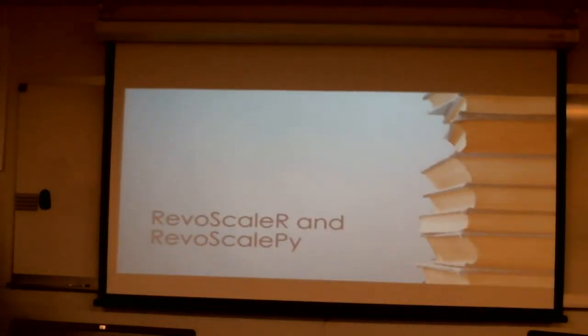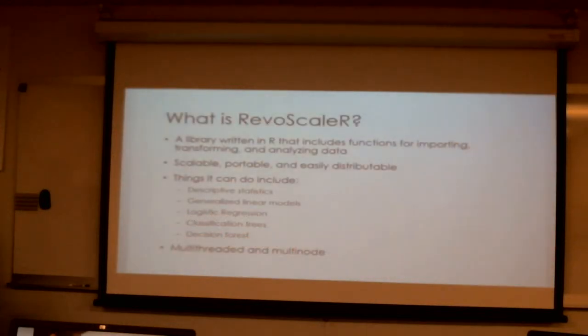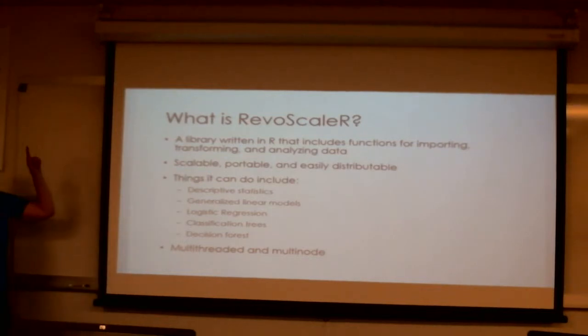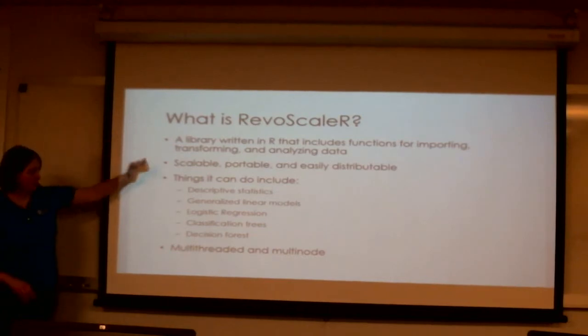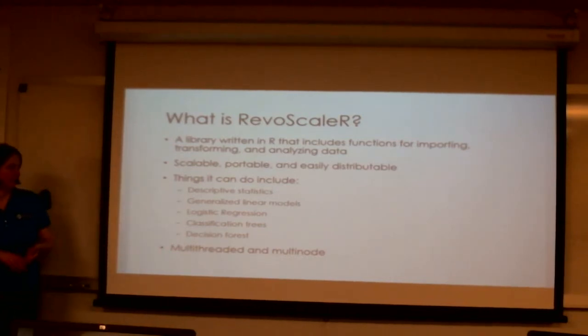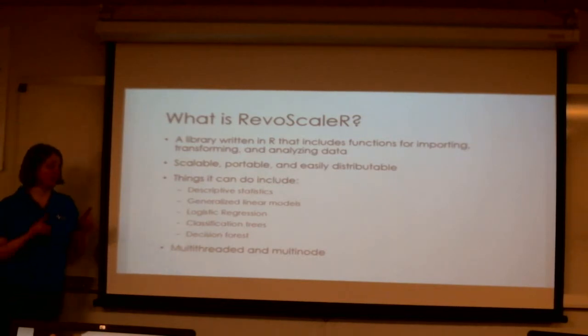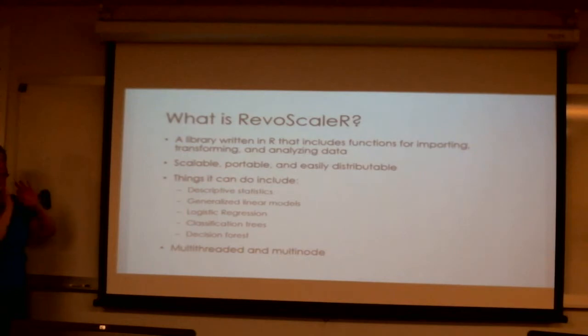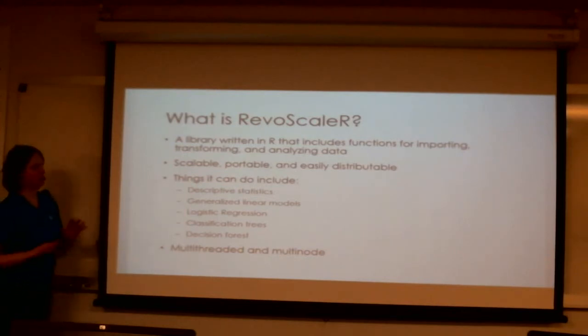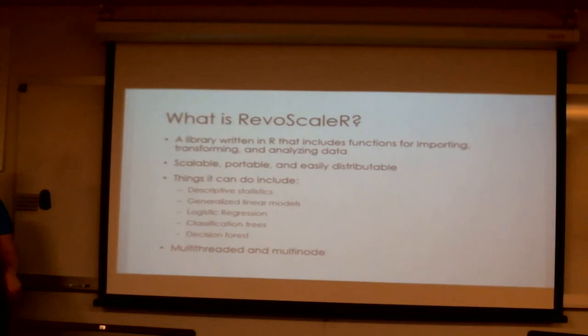Alright, RevoScaleR, RevoScalePy, we'll just talk about this since we're running short on time. So RevoScaleR is a library that's written in R, so you guys saw my RStudio, my library, dplyr, lots of stuff like that. RevoScaleR is another library. Scalable, portable, easily distributable, supports a lot of the statistics things, and regression, linear models, classifying, decision trees. Multi-threaded, multi-node, multi-processor, pass it out. Distribute. Multiple compute contexts.